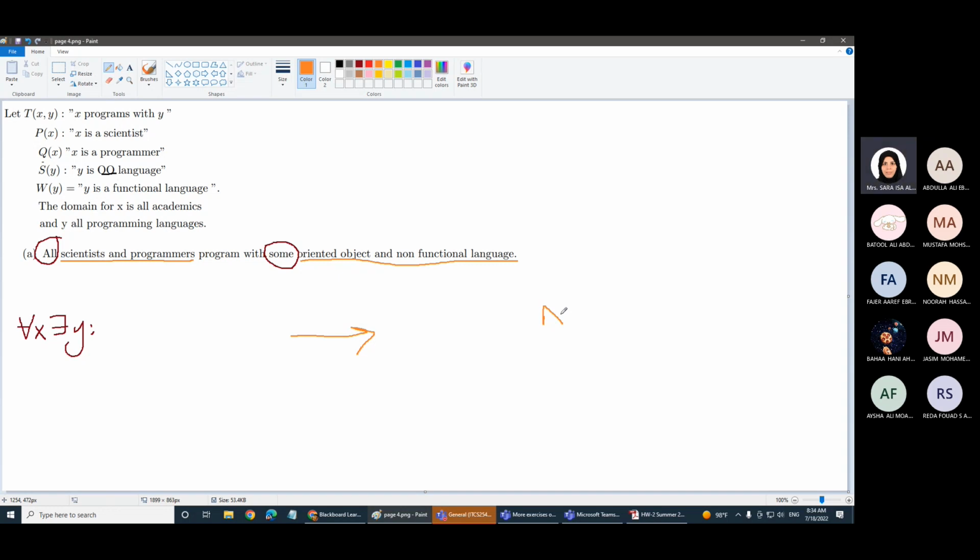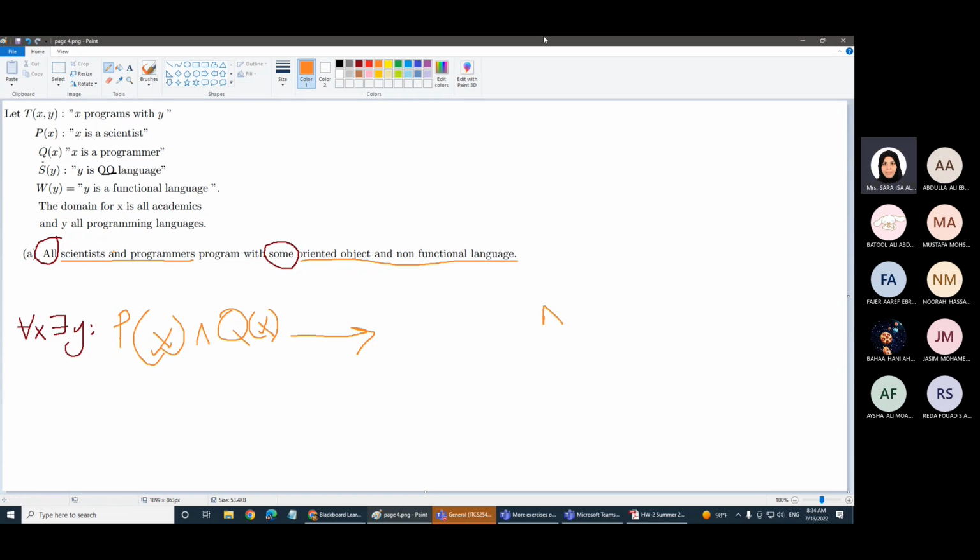Okay? Now, scientist and programmer, these are two adjectives related to X. Scientist means PX, and I put programmers as QX. So I determine the premise side, and I finish this part.